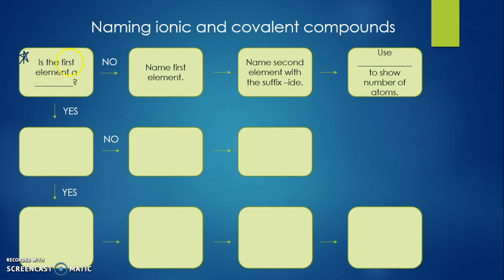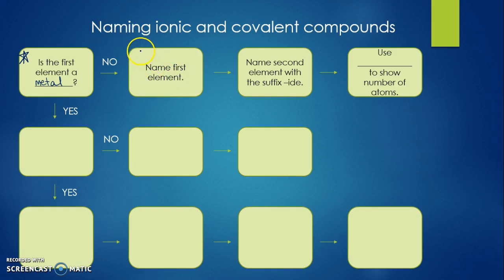And you ask yourself, is the first element a metal? Well, if the answer is yes, we'll get there. If the answer is no, you're going to follow these steps. So as soon as you say, no, it's not, follow the arrow. The arrow points to the next box. What does it say? Name the first element.